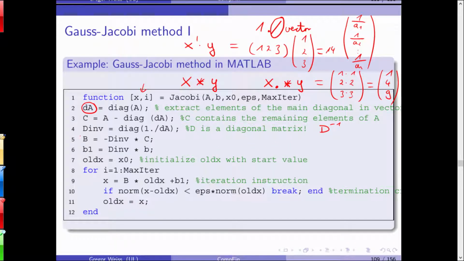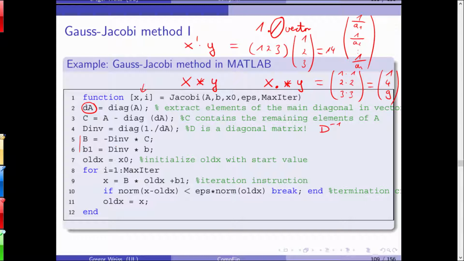So you just put it here. B equals minus D inverted times C. B1 is inverse of D times b. And then you only do this once, and you can access this from the memory within the loop.